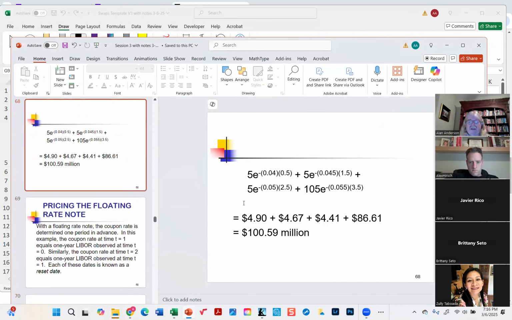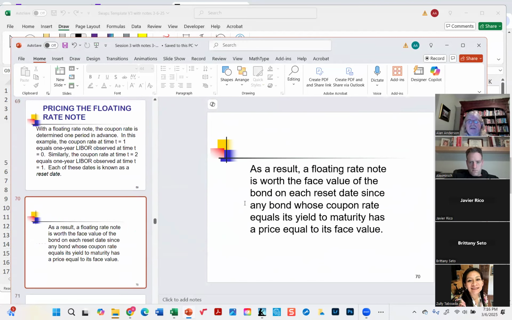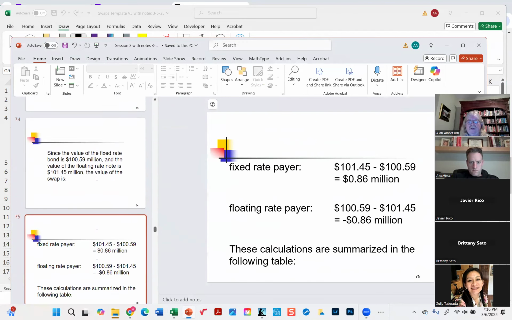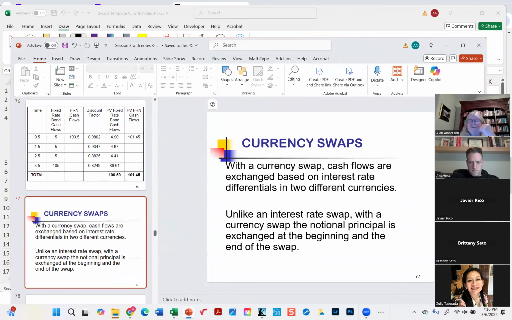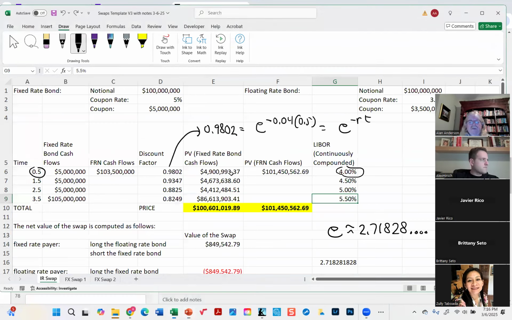So in the slides, we have the exact same example. It's just that it's not in Excel. I think Excel is really the way to go here. But now currency swaps are different because, of course, the cash flows are in two different currencies, but also we tend to trade them based on fixed interest rates in the two countries that are involved rather than floating.